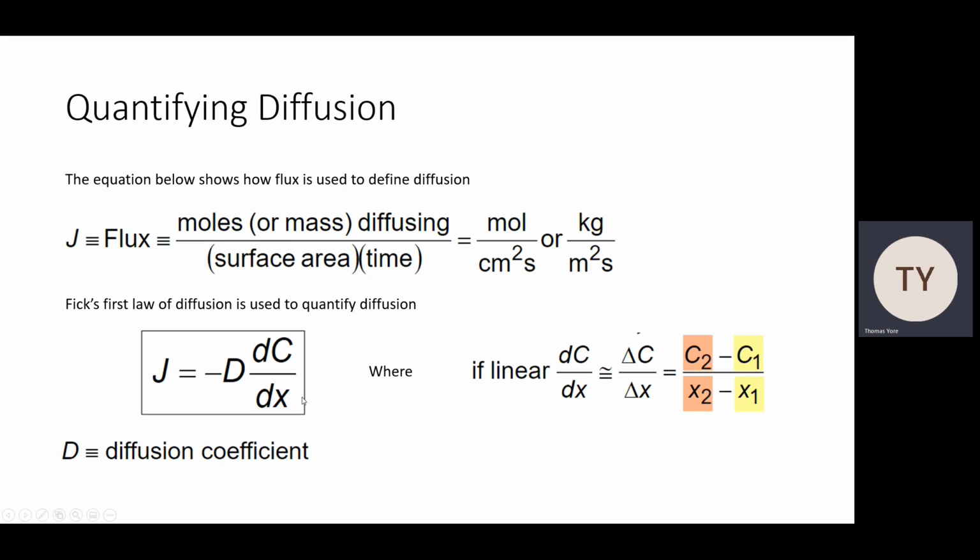If the change in concentration over the change in a certain distance is linear, we can simplify dC over dx to be equal to C2 minus C1 over x2 minus x1, which can be very nice whenever we're trying to solve a problem dealing with diffusion. Also noting that D in this equation is the diffusion coefficient.